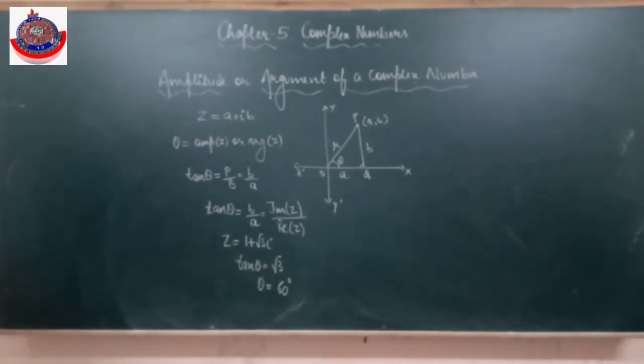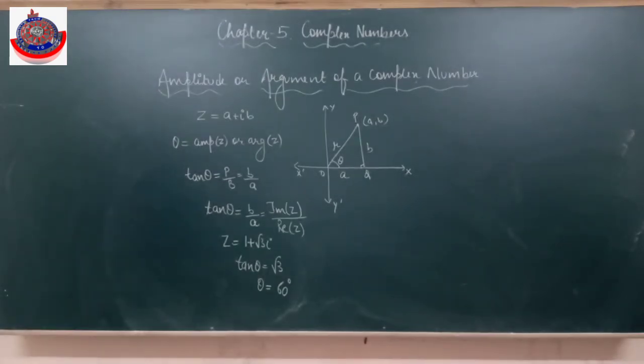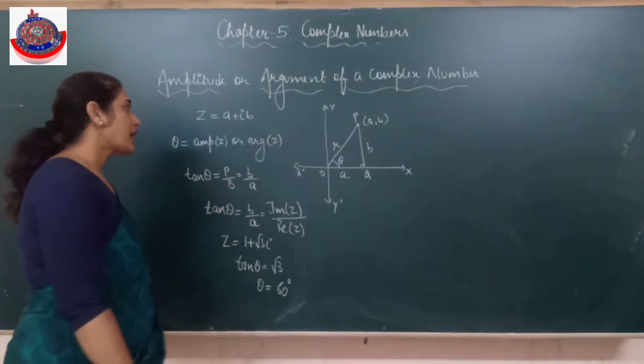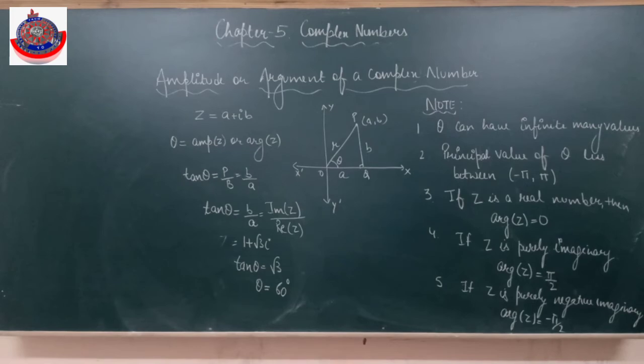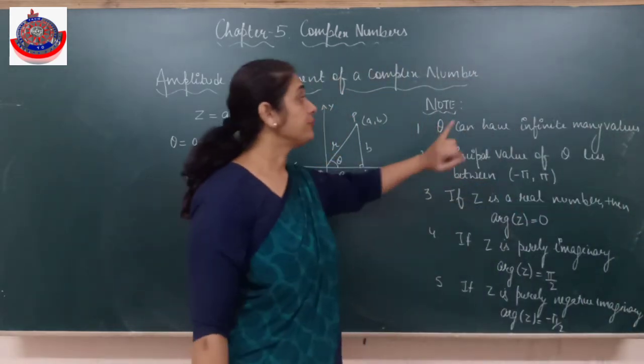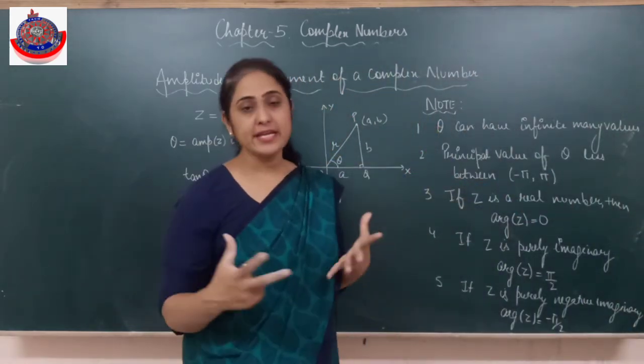So that is 60 degrees. Is it clear? Alright. 60 degrees. Clear? Now, say for argument, I have to explain a few notes for this amplitude or argument of a complex number. Number one, this theta can have infinite many values.